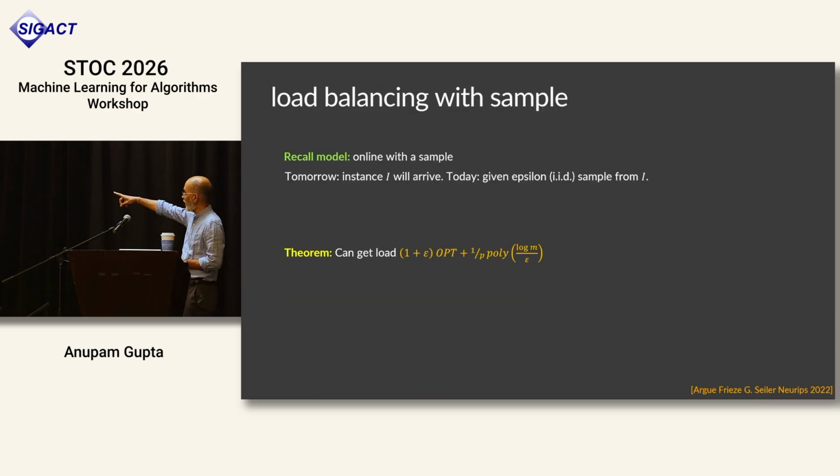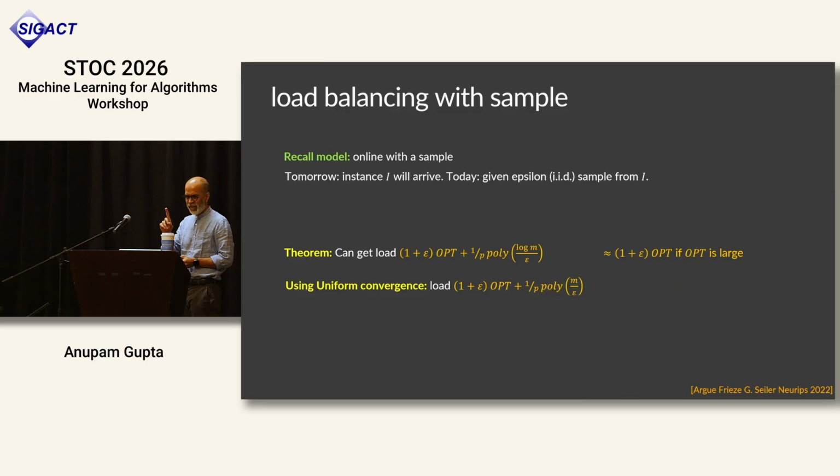Okay, so here's the result I can show. I can get 1 plus epsilon times opt plus some garbage term, which depends on log of the number of machines, and inversely polynomially on epsilon, the accuracy parameter, and p, the sampling rate. If you take p to the limit where p is like 1 over n, this is not a very good result. So you should really think about this when p is like a constant.